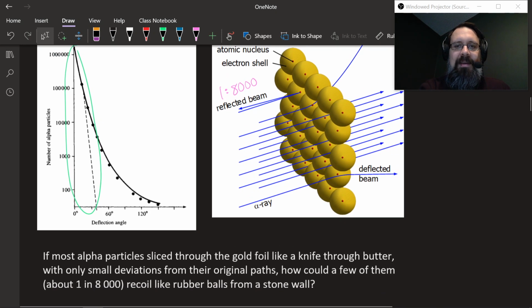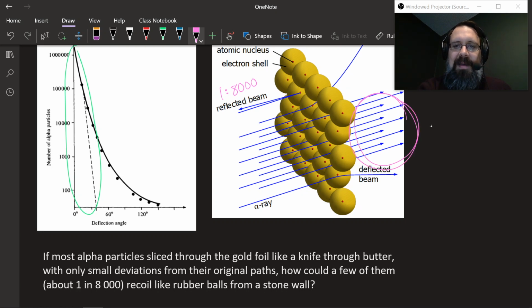So this is what they were thinking. If most of the alpha particles pass through with very little deflection, like a knife through butter, they pretty much just go straight through, how could so few of them recoil like rubber balls from a stone wall? So that's what they're thinking: how could it be that almost all these alpha particles go straight through, but then just a teeny, tiny few of them actually bounce off? And they had to answer this question, and it was Rutherford who answered it.